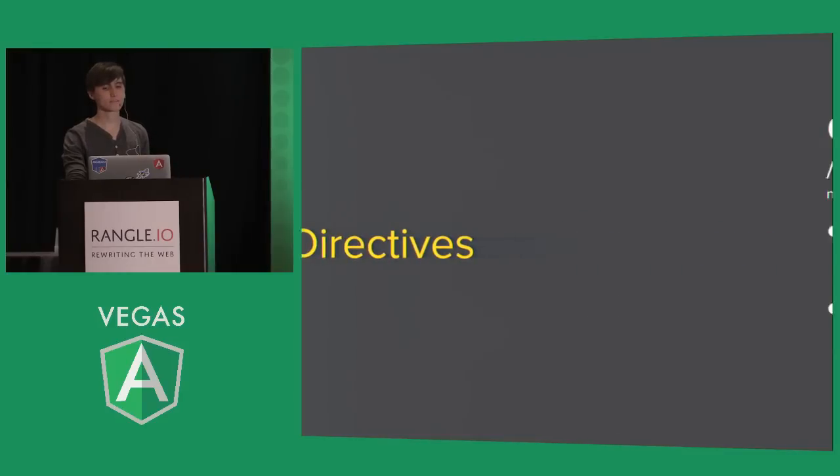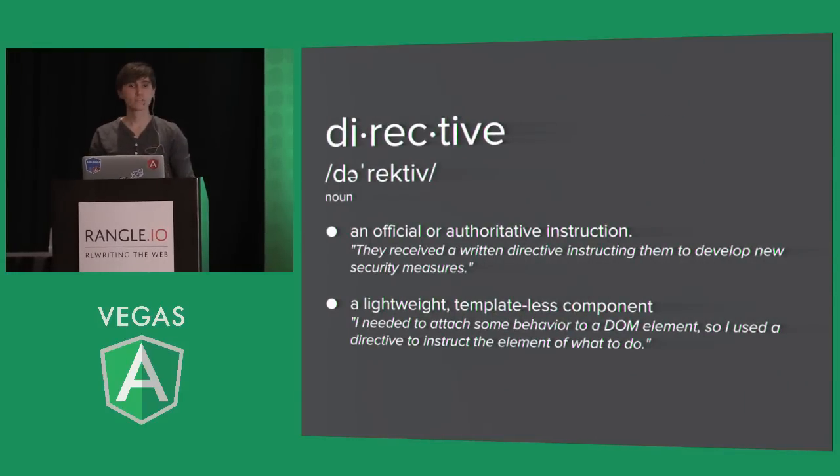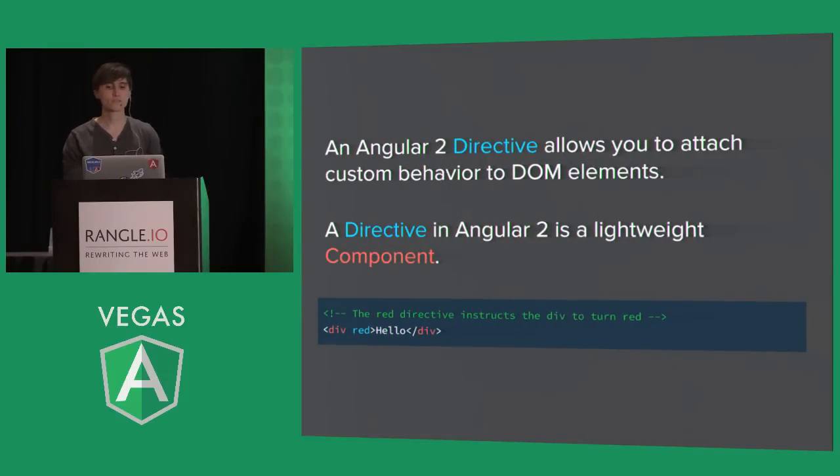So with directives, let's focus on what a directive means in real life. A directive is like an official, authoritative instruction. So if someone gives you a directive, you best go carry it out. Like, it's super legit. And in Angular 2, a directive is a lightweight, templateless component. So how does that mean that it's an instruction? Well, an Angular 2 directive just allows you to attach custom behaviors to DOM elements.